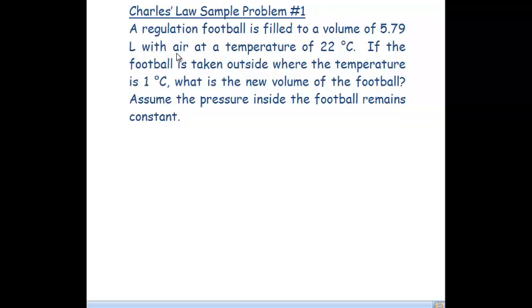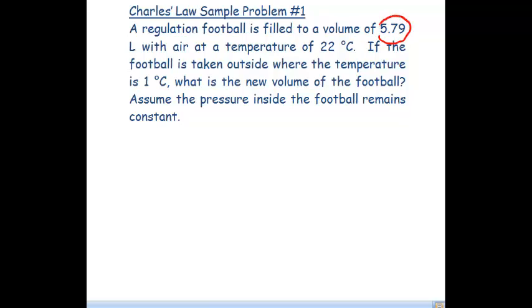Our first sample problem reads as follows. A regulation football is filled to a volume of 5.79 liters with air at a temperature of 22 degrees Celsius. If the football is taken outside where the temperature is 1 degree Celsius, what is the new volume of the football? Assume the pressure inside the football remains constant. Remember, in order for Charles' law to hold true, we've got to have a constant mass of gas at a constant pressure. So let's take a look at what we're given up here.